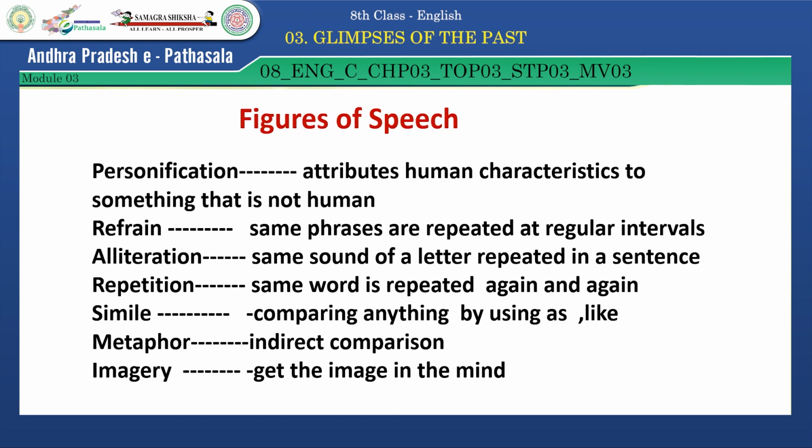Now let's summarize the figures of speech of the poem Macavity the Mystery Cat. Personification means attributing human characteristics to something that is not human. Refrain, same phrases are repeated at regular intervals. Alliteration, same sound of a letter repeated in a sentence. Repetition, same word is repeated again and again. Simile, comparing anything by using words like as, like, and so on. Metaphor means indirect comparison. Imagery means getting the image in the mind about that particular person or thing.